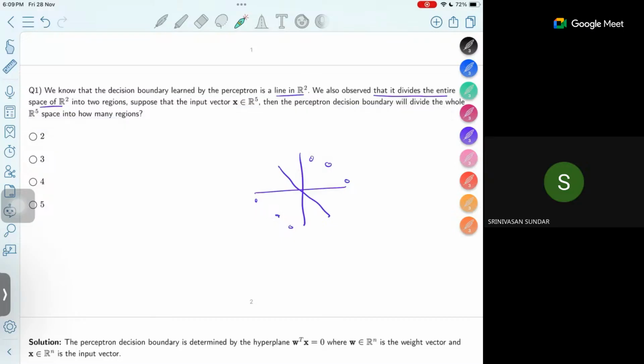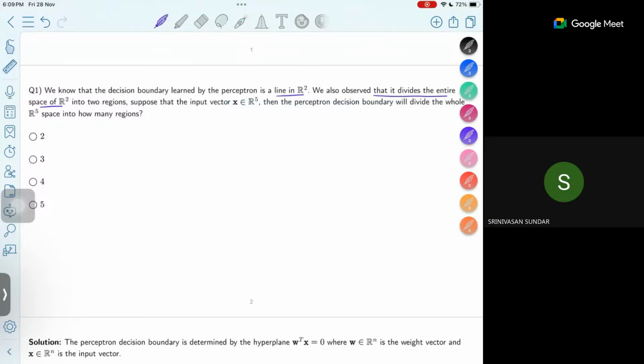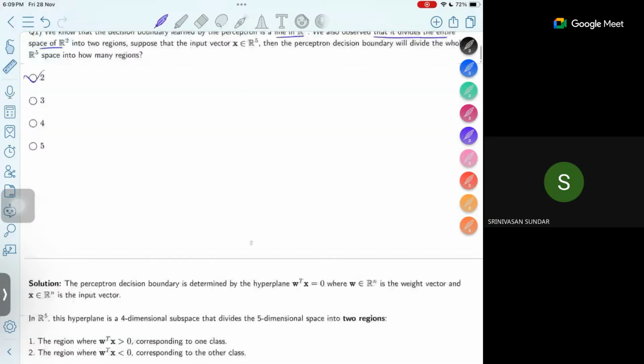how many regions? For this question, one simple thing you need to remember is that ultimately perceptron is a binary classification algorithm, correct? So whether the input data is in R5 or R6 or any RD, that doesn't matter. Ultimately, we want to divide the space into two regions: one space which contains all the points in the positive class, and one which contains all the points in the negative class. So irrespective of which dimension we are in, 2 is the correct answer.